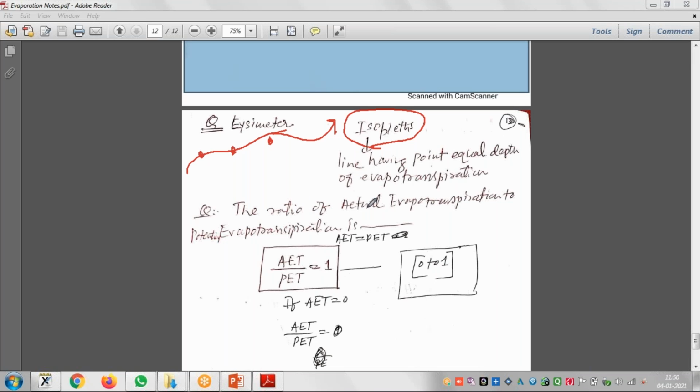Next is another objective question. The ratio of actual evapotranspiration to the potential evapotranspiration. Remember this: this value varies from 0 to 1.